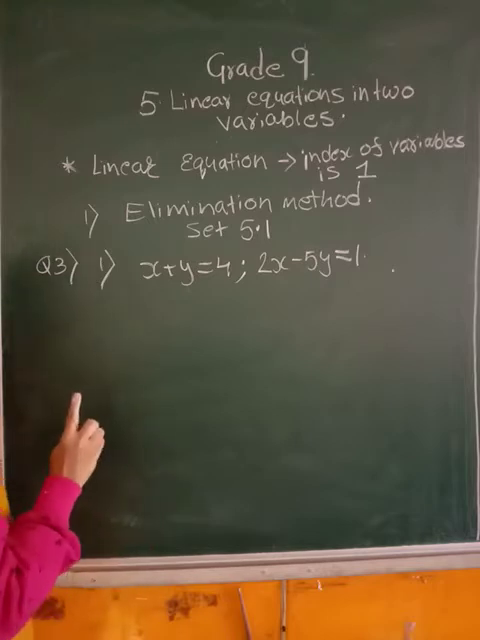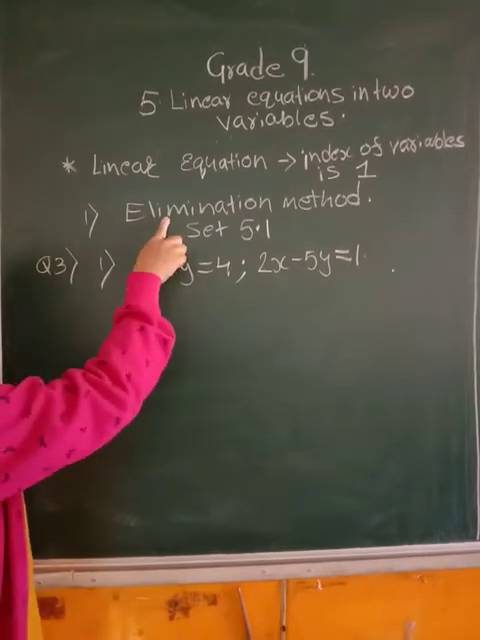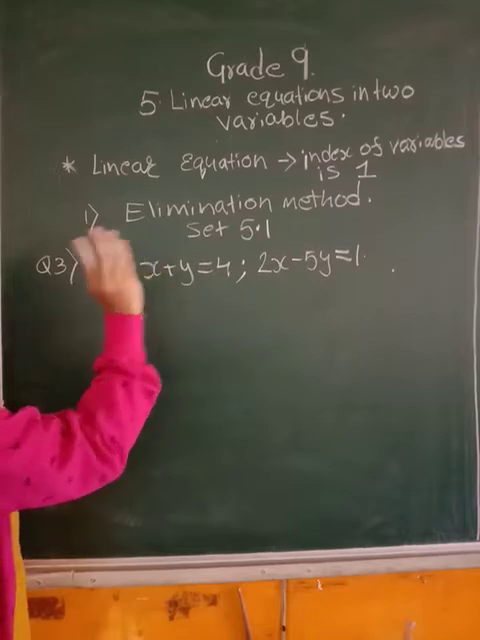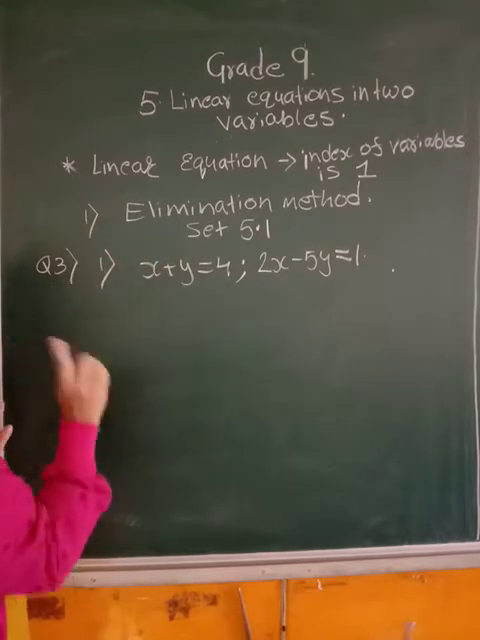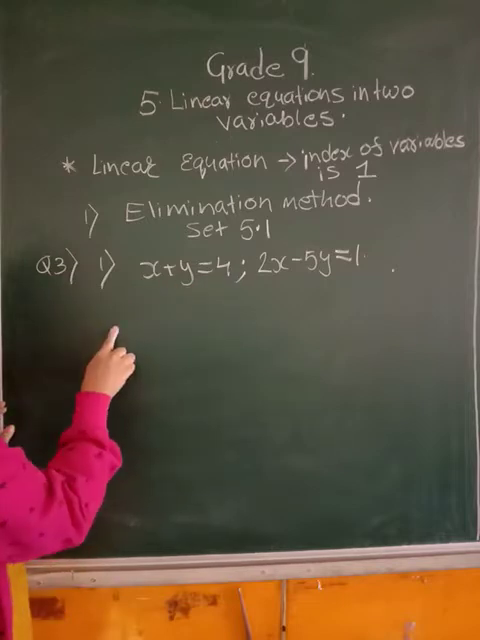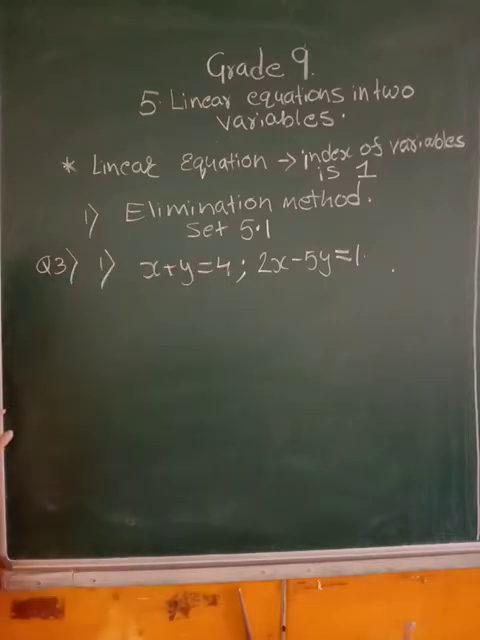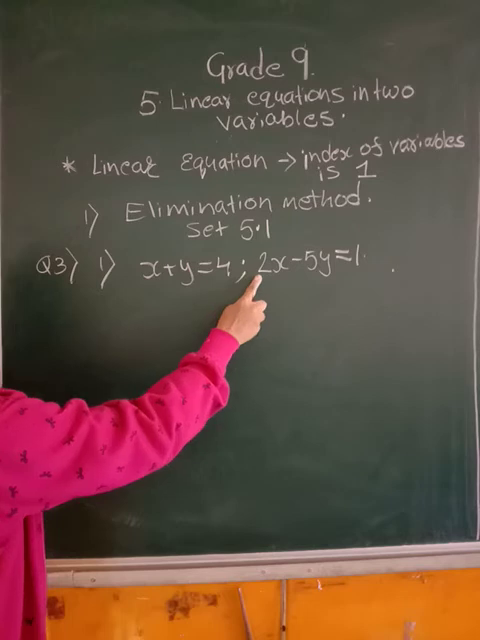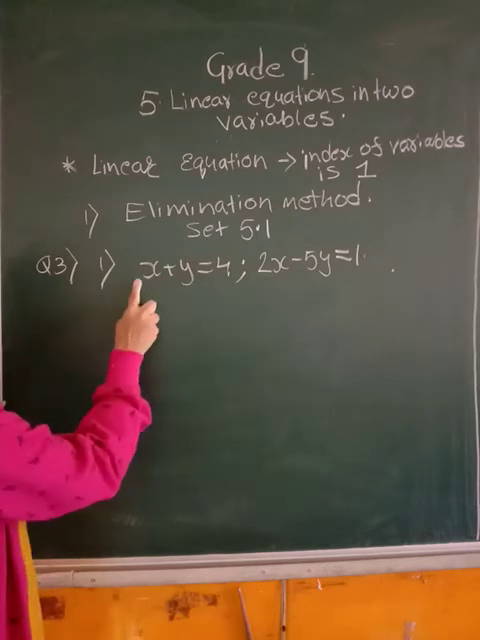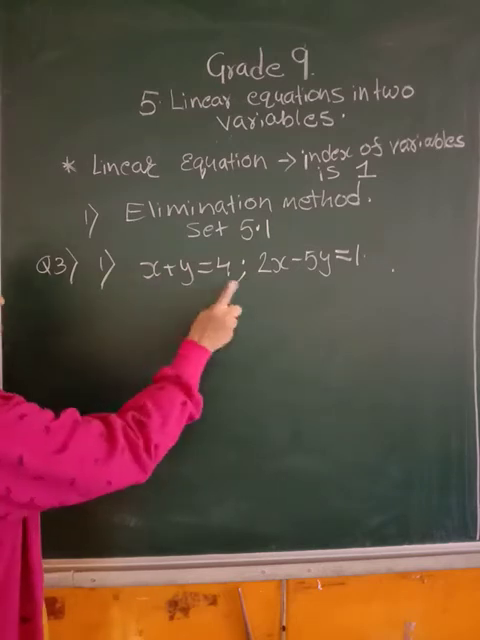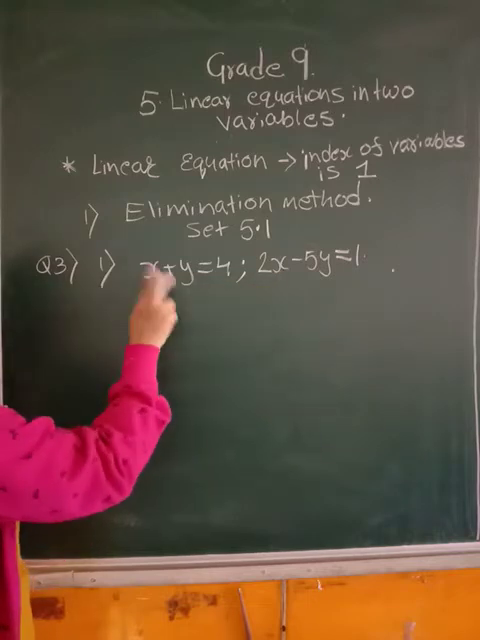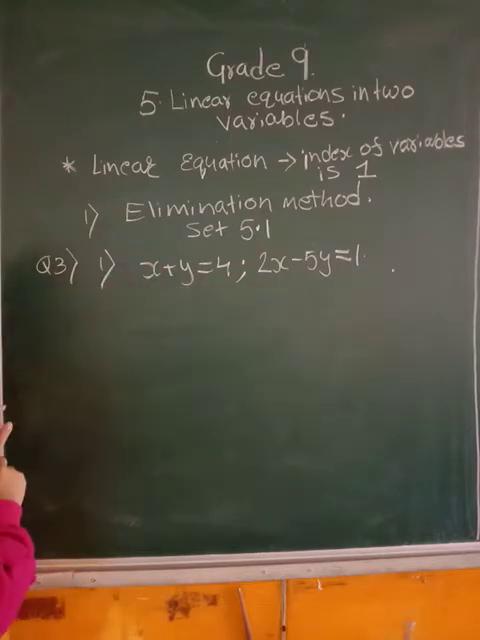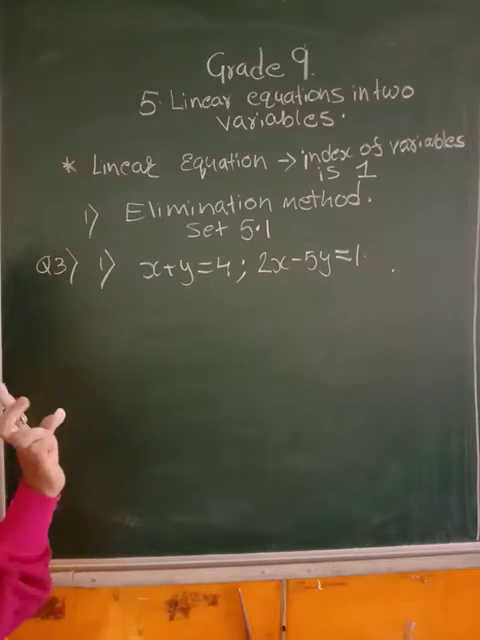So the first step we are doing is the elimination method. We have to remove either x and keep y, or remove y and keep x. To do that, first you have to equalize the coefficients. What is the coefficient of x over here? 2, and here it is 1. So we have to multiply this equation by 2. Either you equalize x coefficients or y coefficients. The choice is yours. Any one can be done.